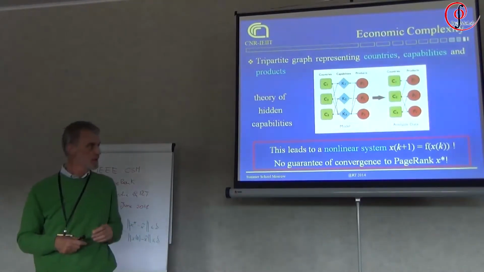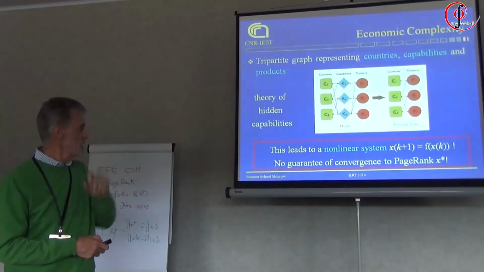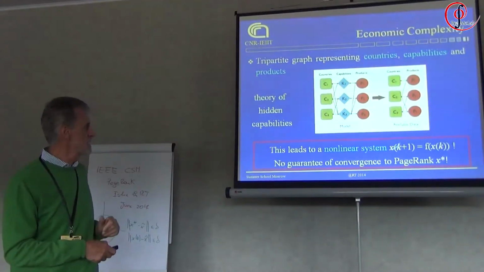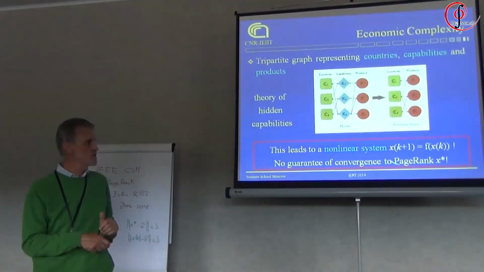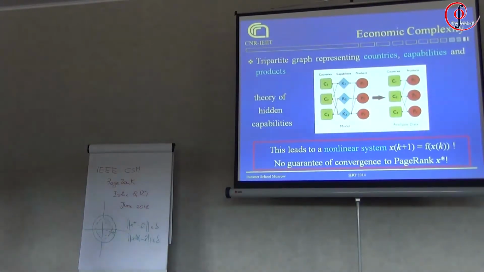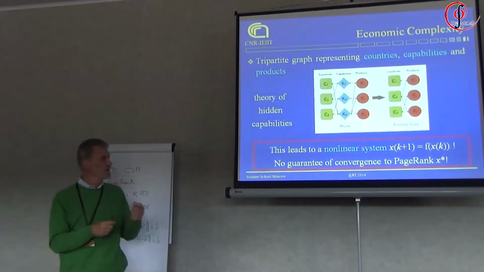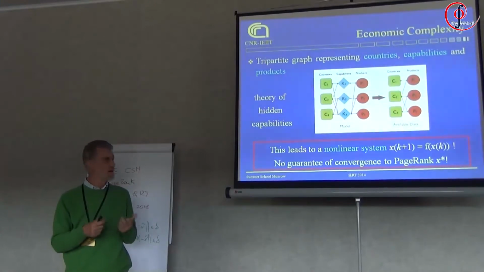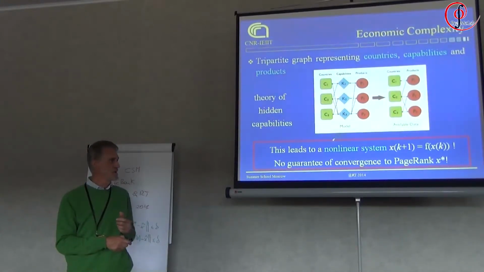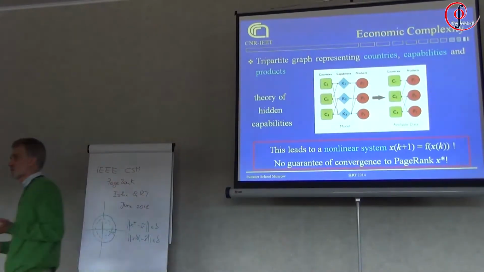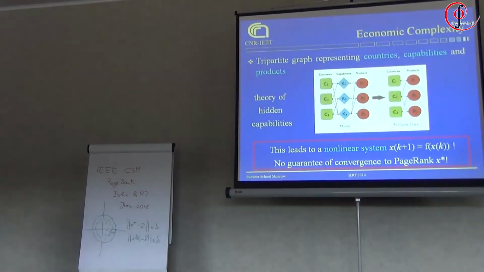To make a long story short, they build a nonlinear system of this form, x(k+1) = f(x(k)), where x now represents both the countries and the products, and then they iterate. In fact, there is no guarantee of convergence. So it's an open problem how you can suitably modify the algorithm so that you get convergence.